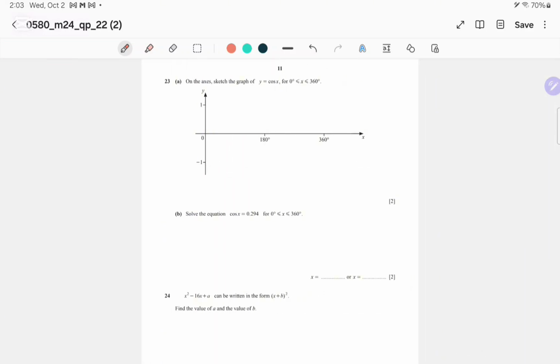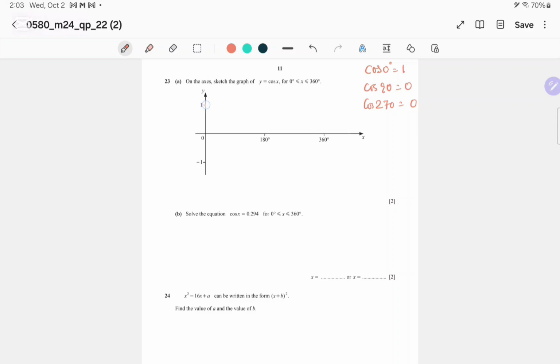Next answer, it's a cos theta question. Y is equal to cos x, graphs from 0 to 360 degrees. Cos 0 is how much? Cos 0 is 1, cos 90 is 0, and cos 270 is 0 again. Cos 360 will be 1 again. So cos 0 is 1.